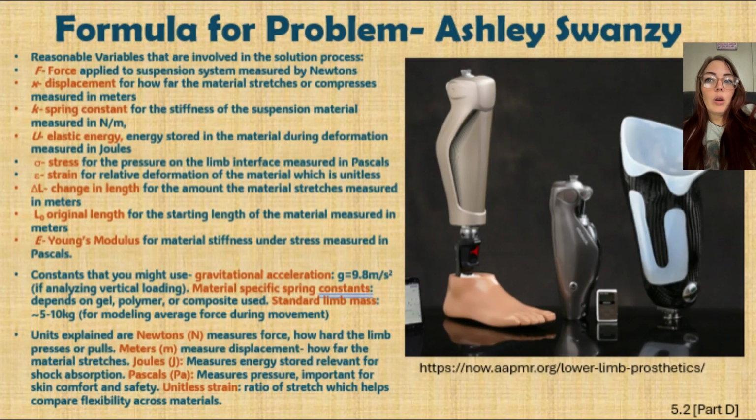Reasonable variables that are involved in this solution process. F is for force applied to the suspension system, measured in newtons. X is displacement, for how far the material stretches or compresses, measured in meters. K is the spring constant for the stiffness of the suspension material, measured in newtons per meter. U is the elastic energy that is stored in the material during deformation, measured in joules. You have stress for the pressure on the limb interface, measured in pascals.